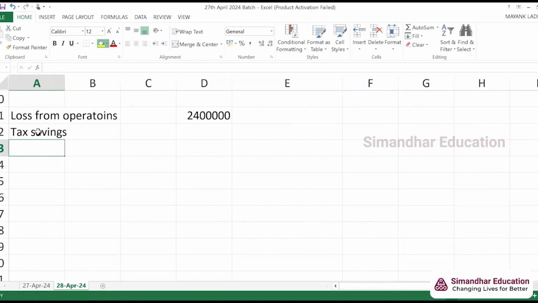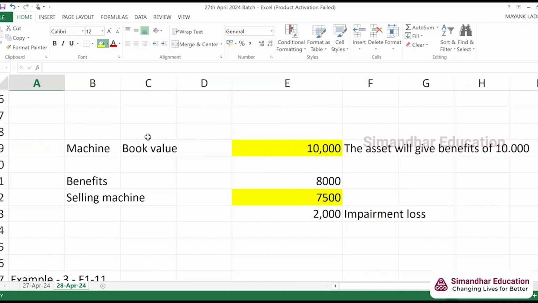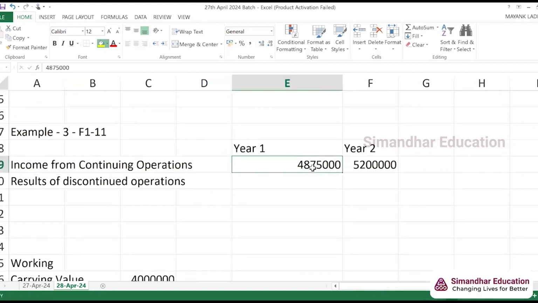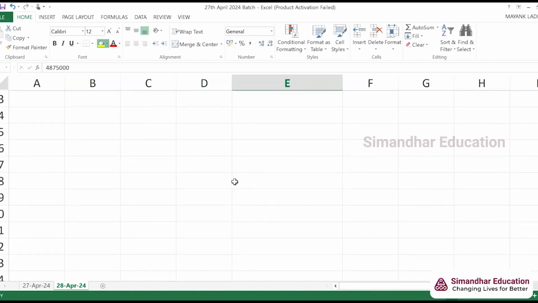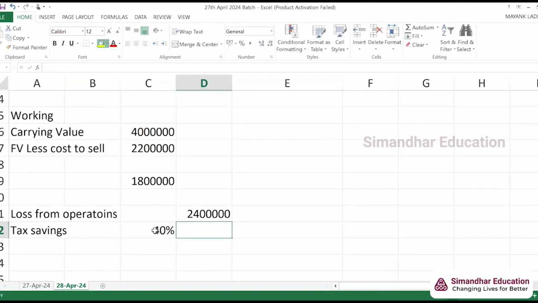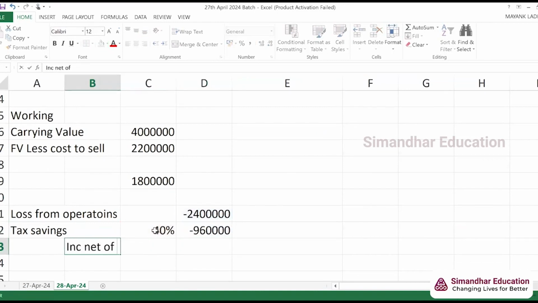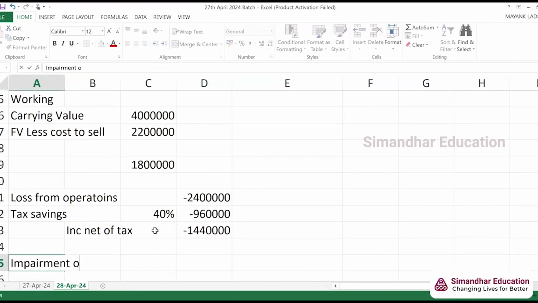Say for example, my total income is 4 point whatever is the number here, 4.875. If this loss was not there, I had to pay tax on 4.875. Now, because there is a loss, what I have to do? I have to pay a lower tax. So we say there is a tax saving of how much? 40%. So this is a loss, tax savings of 40%. Income net of tax is 2.4 minus 40%, you get 1.44.